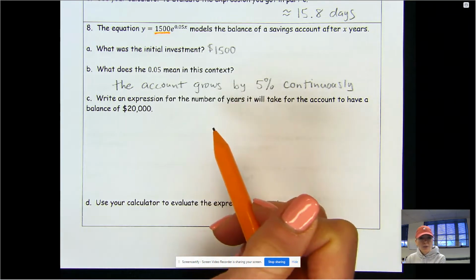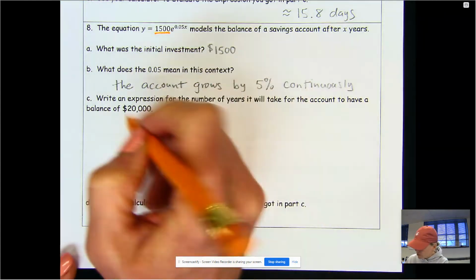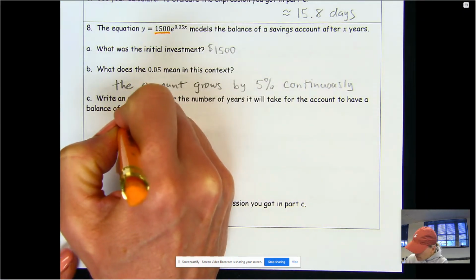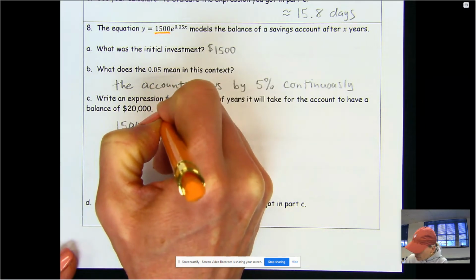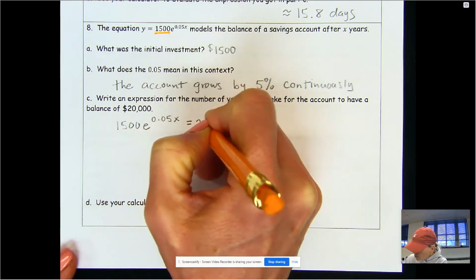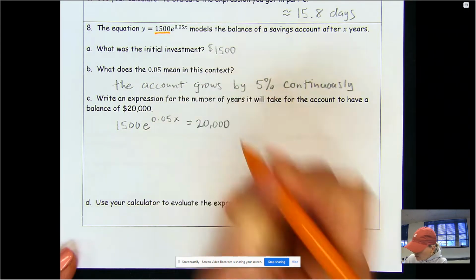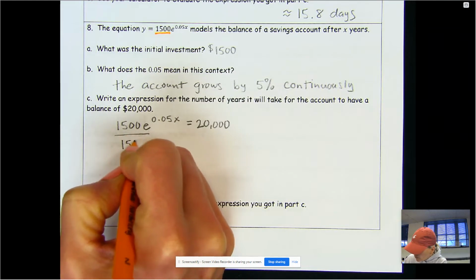All right, an expression for the number of years it will take for the account to have a balance of $20,000. So same thing, we're going to take the 1,500 e to the 0.05x and set it equal to 20,000. And so we'll start by dividing by the 1,500.